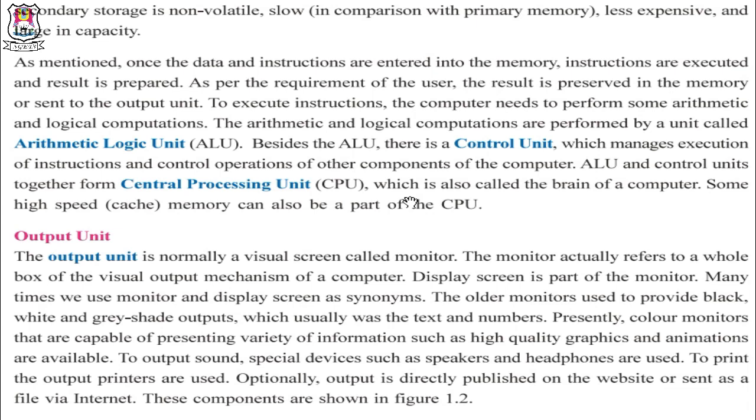Besides the ALU, there is a control unit which manages execution of instructions and controls operations of other components of the computer. ALU and control unit together form the central processing unit, which is also called the brain of a computer. Some high-speed memory can also be part of the CPU.